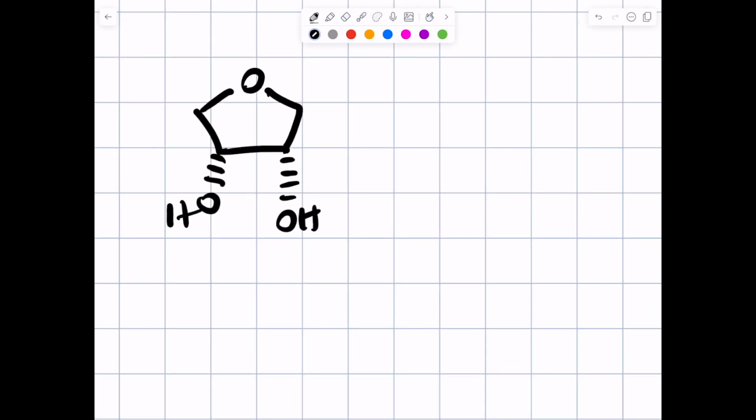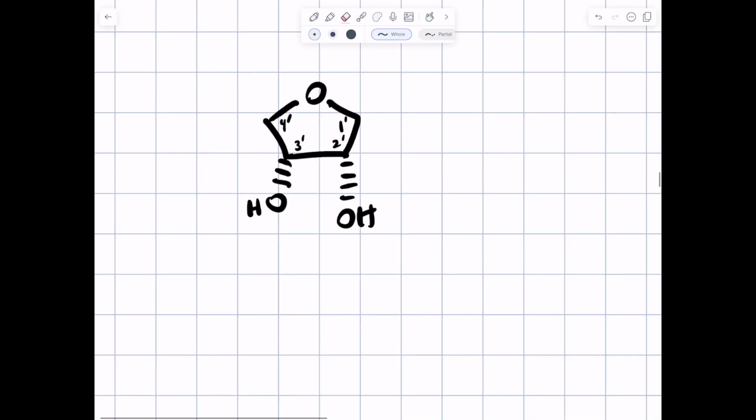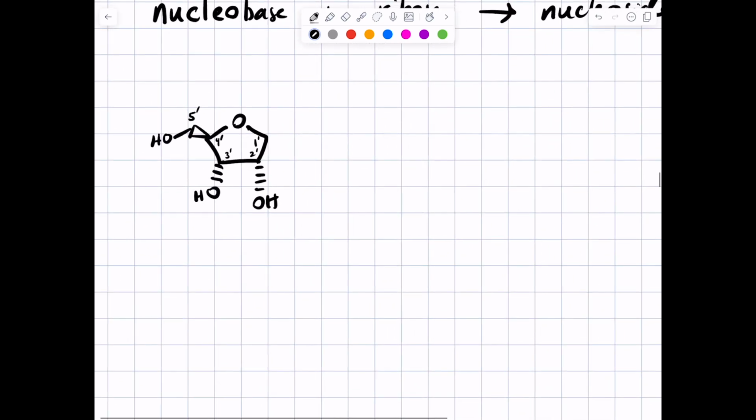And the atoms of the ring are numbered 1 prime, 2 prime, 3 prime, 4 prime, and then there's a hydroxymethyl group, 5 prime, and an OH on the 5 prime hydroxy. Sorry, I got a little bit carried away with the drawing. It should be a wedge here. It's a 5' hydroxy group.